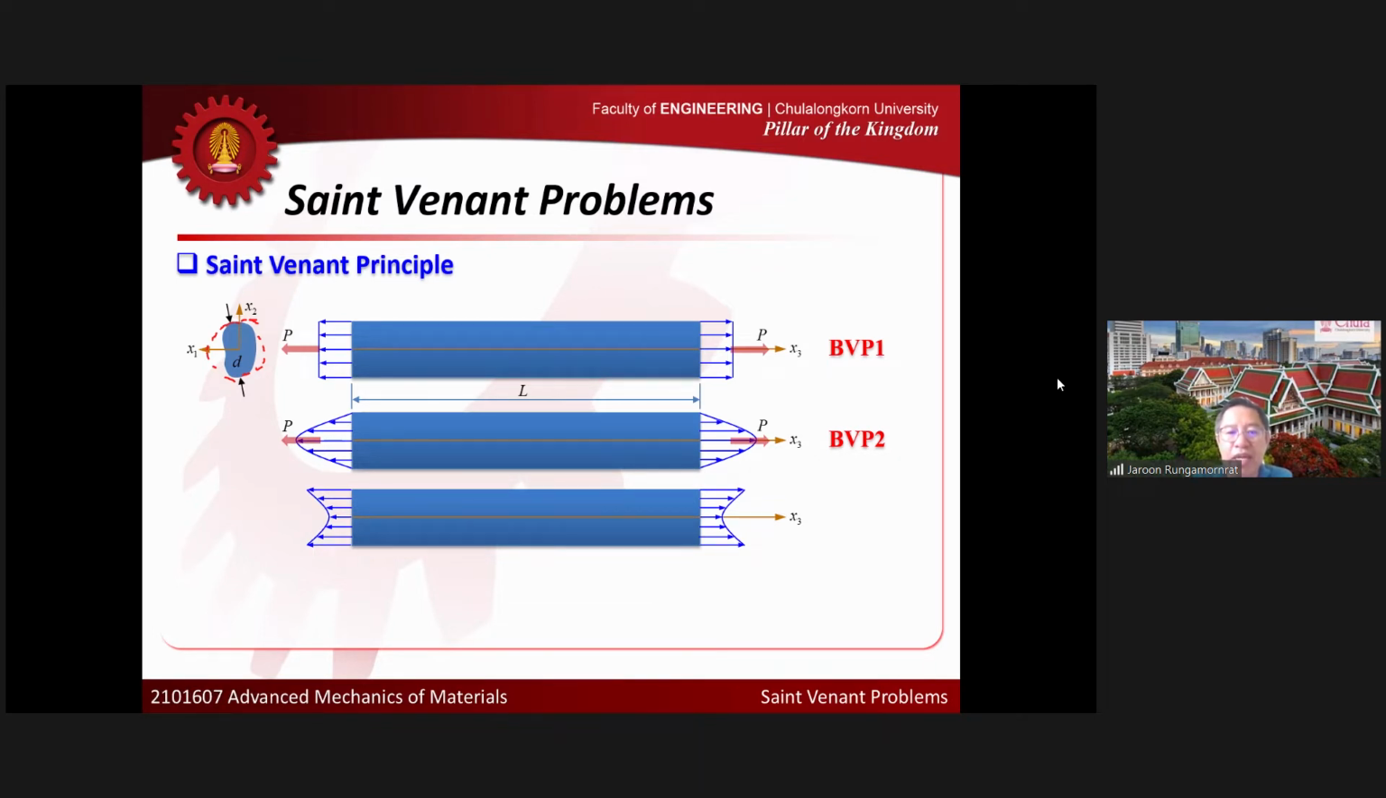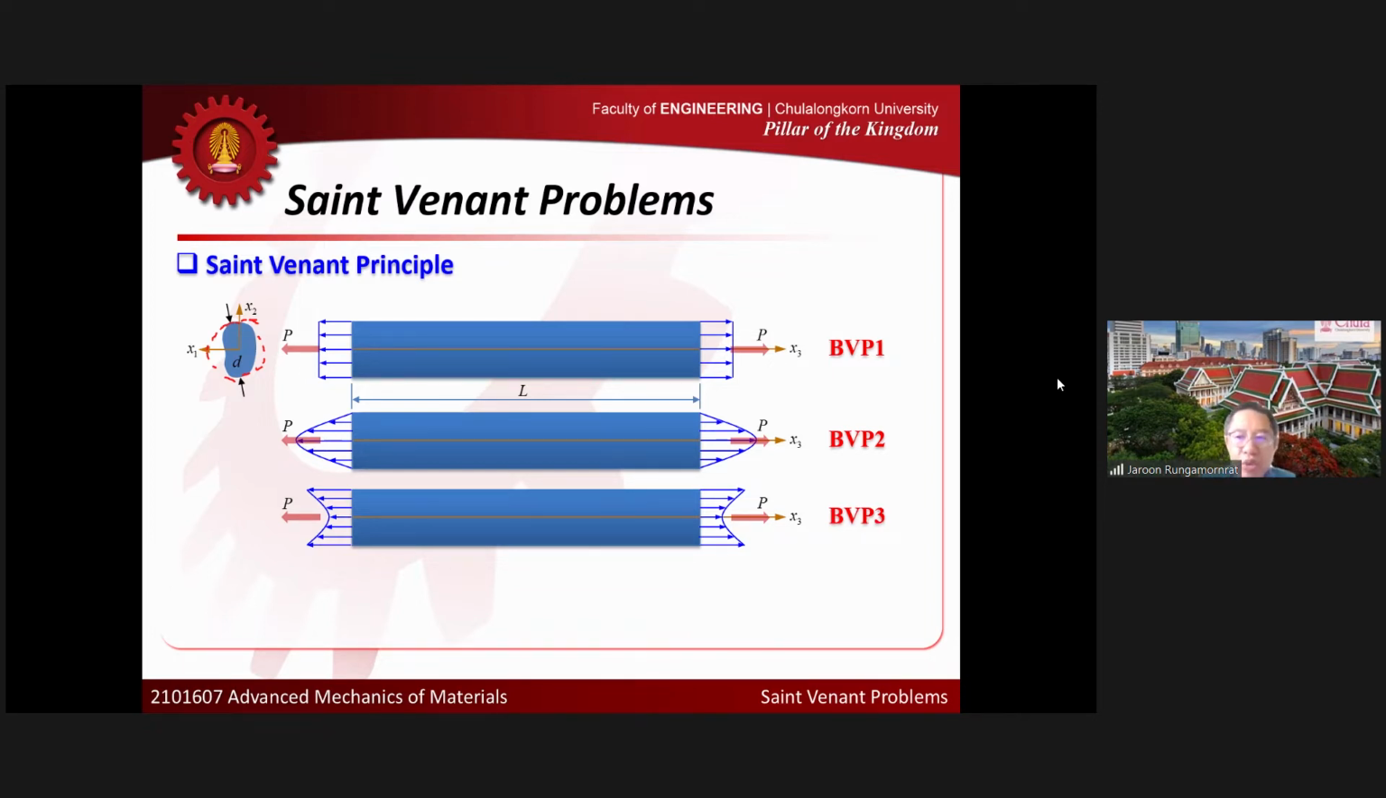I look at the same body, just simply changing the loading condition at the ends again. Here I still look at the body subjected to the normal traction at both ends, but it's not uniform, and the distribution here is different from the second problem. Let's say that the distribution of the traction here also produces 0 net moment about the origin, and also produces the same net force again. And let's call this problem number 3.